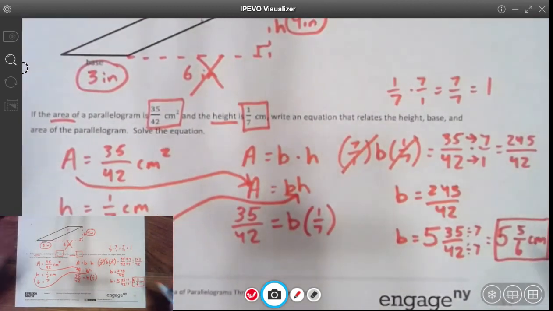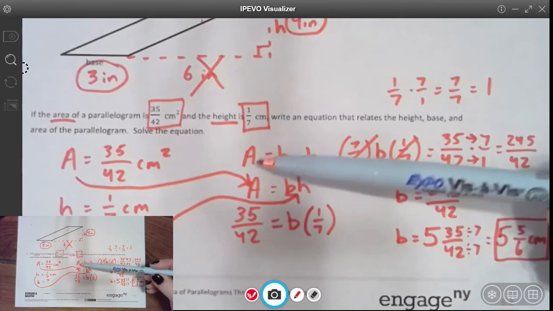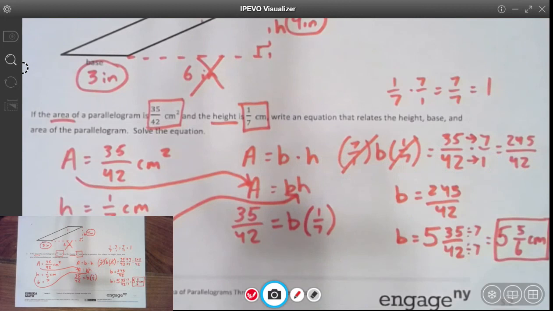All right, so this one was a little bit different because instead of solving for the area, we were finding the base, but we still use the same formula.